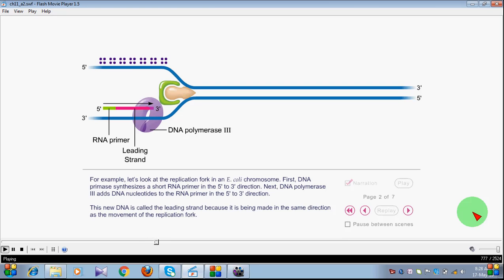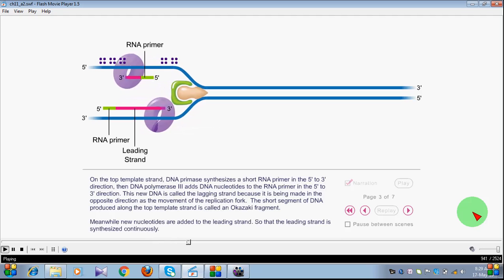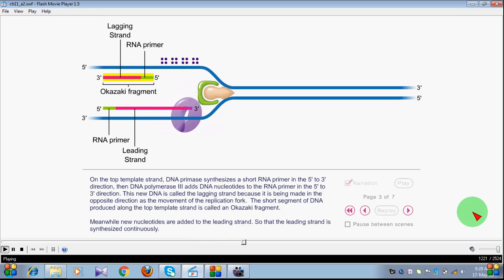of the replication fork. On the top template strand, DNA primase synthesizes a short RNA primer in the 5' to 3' direction. Then, DNA polymerase III adds DNA nucleotides to the RNA primer in the 5' to 3' direction. This new DNA is called the lagging strand because it is being made in the opposite direction as the movement of the replication fork. The short segment of DNA produced along the top template strand is called an Okazaki fragment.